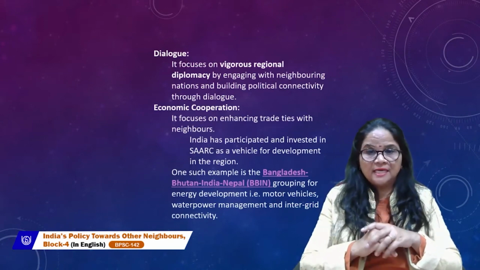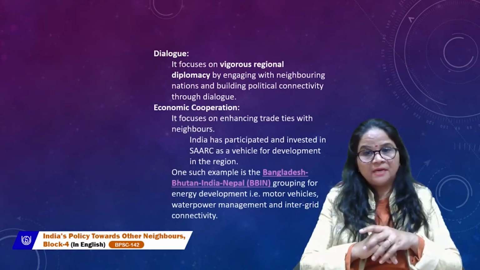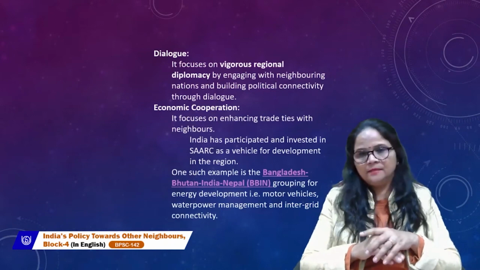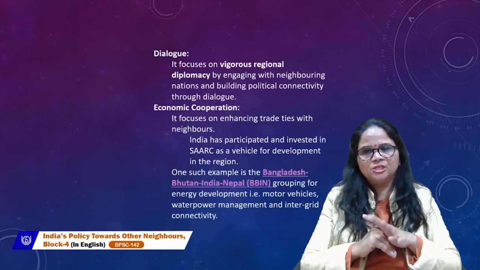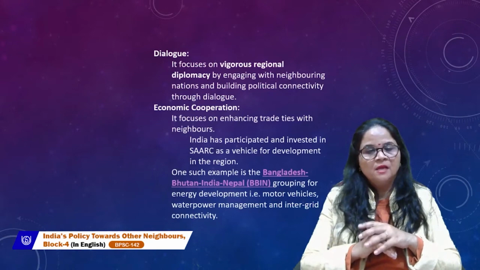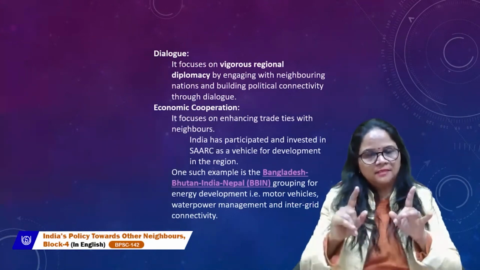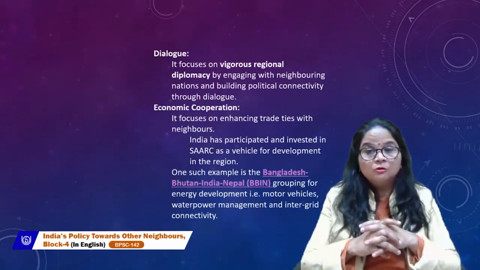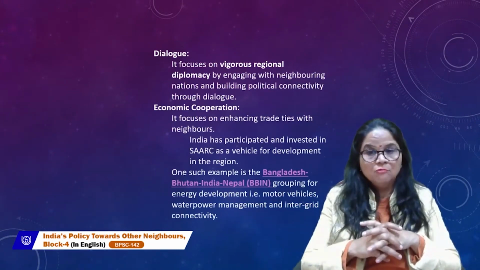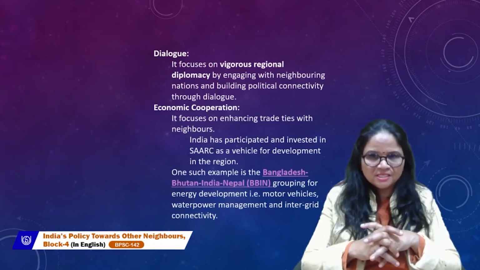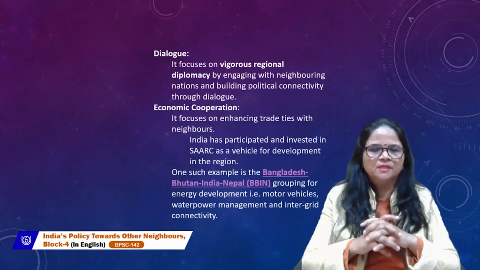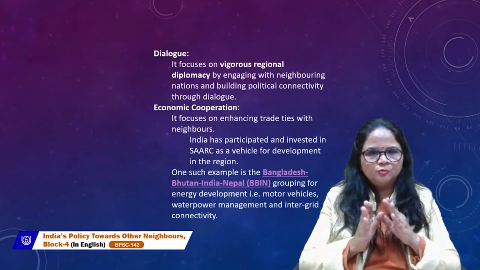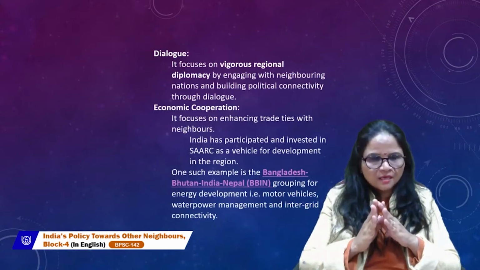There is an example here: Bangladesh, Bhutan, India, Nepal, BBIN. The full abbreviation is Bangladesh, Bhutan, India, and Nepal. This is the example of economic cooperation that we have done, a grouping for energy development, motor vehicles, water power management, and intergrid connectivity. Bangladesh, Bhutan, India, and Nepal have made a group.